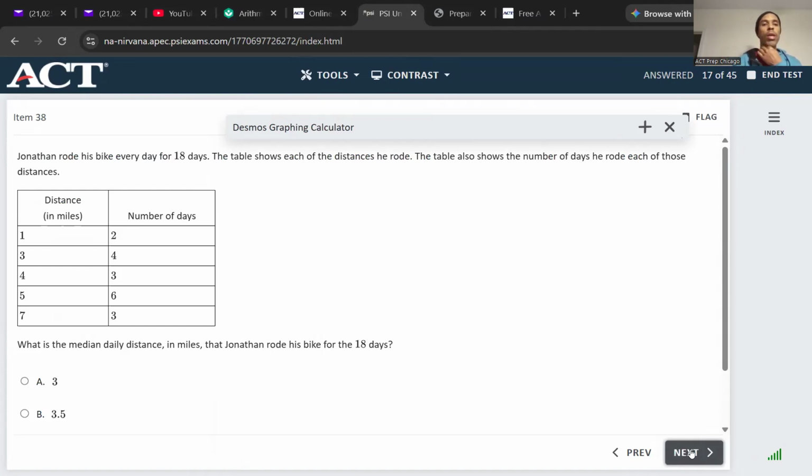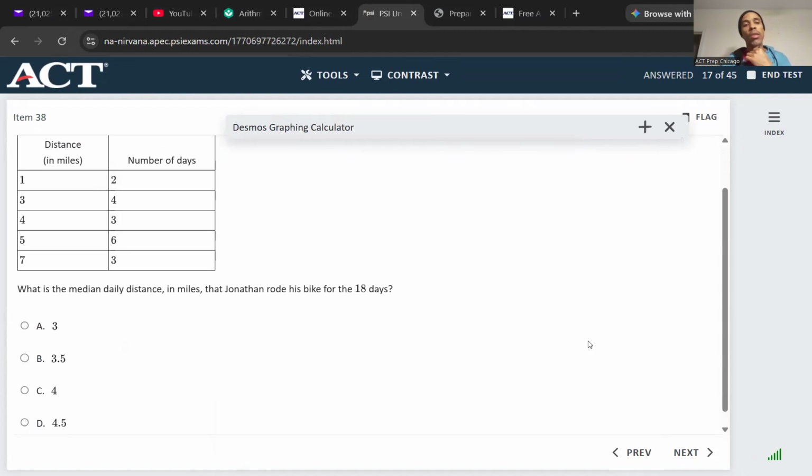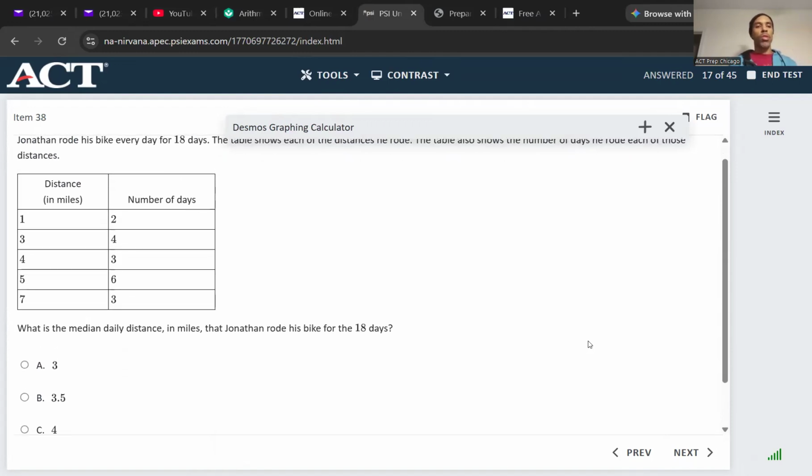All right, Jonathan rode his bike every day for 18 days. The table shows each distance throughout the average. The table also shows the number of days he rode each of those distances. What is the median daily distance in miles that Jonathan rode his bike for 18 days? Median is your middle number when you order from least to greatest. They're already ordered because 2 days he rode 1 mile.